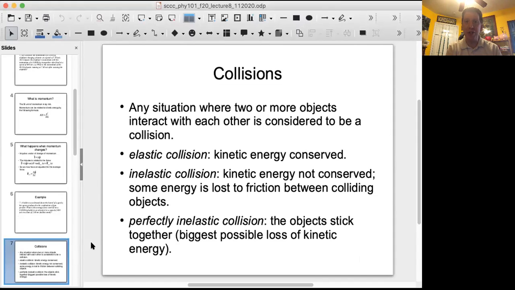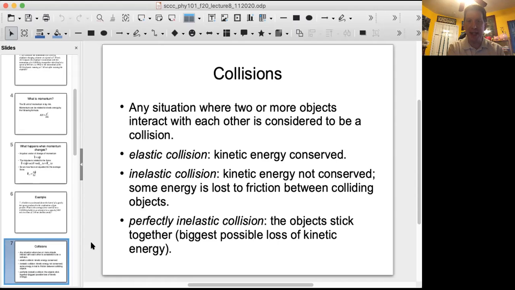So any situation where two or more objects interact with each other is considered to be a collision. Basically, when they interact with each other, they affect each other's motion. The most obvious example is when they smack together. But if you're talking about objects that exert gravitational, electrical, or magnetic forces on each other, they don't necessarily have to hit each other to influence each other's motion. And so the term collision applies in physics in those cases as well.